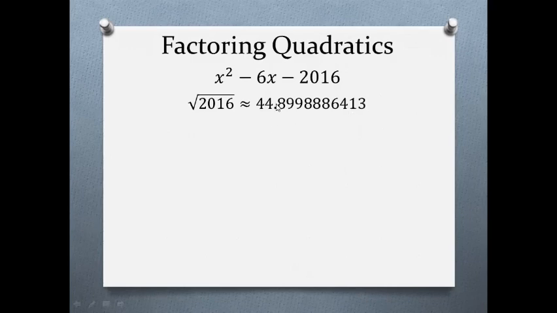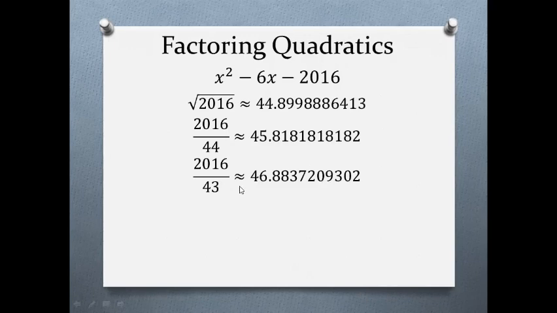And once again, we can just try whole numbers that are less than this. So if we try just 44, we do not get a whole number. So let's go down to 43. Okay, we still do not get a whole number. So let's go down to 42. So when we divide 2016 by 42, we get 48. So therefore, we know that our two numbers are 48 and 42.